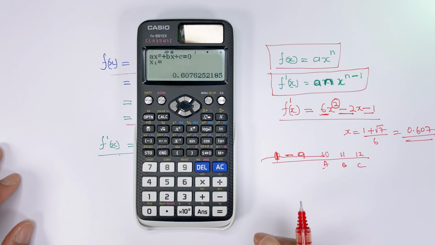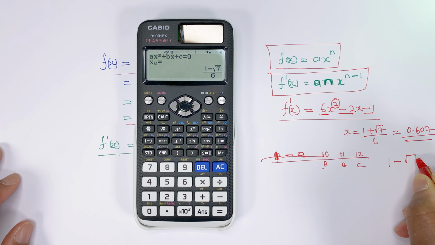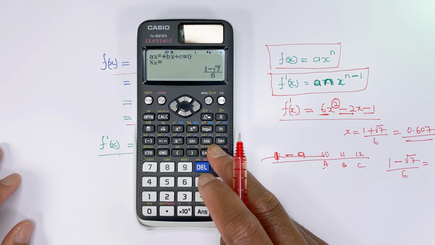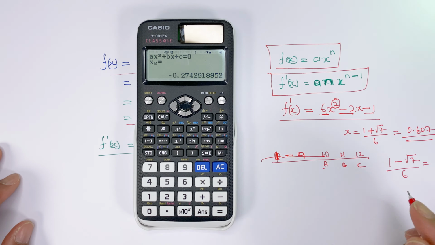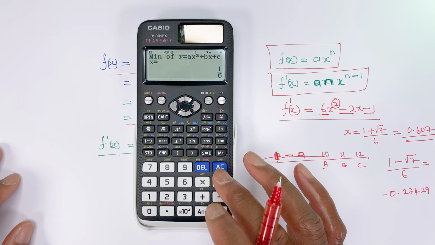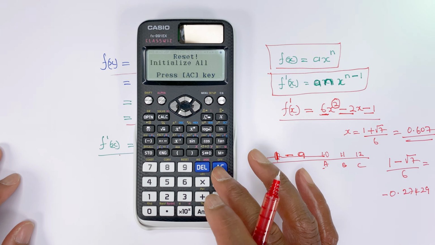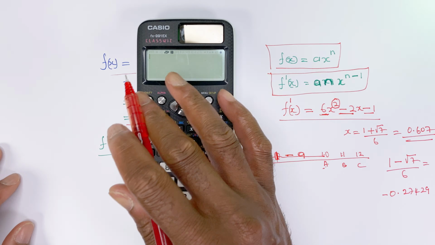And the second value, press equals again, you get 1 minus √7 over 6. And if you press standard to decimal or surd to decimal, you get minus 0.27429. If you want to come out of it, all you need to do is press shift, reset, 9, then 3, equals, AC. That takes you back and clears your memory.